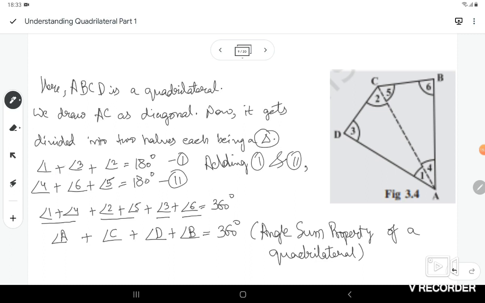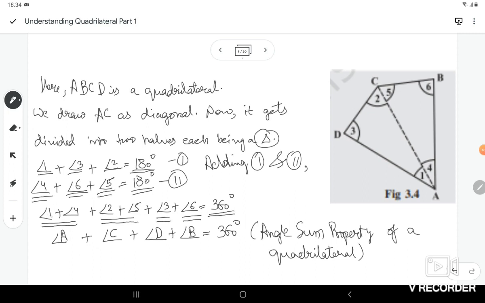So from using that property, you can see in the figure that angle 1 plus angle 3 plus angle 2 comes out to be equal to 180 degrees from the angle sum property of a triangle. Similarly, angle 4 plus angle 6 plus angle 5 comes out to be equal to 180 degrees, same using the angle sum property. Now adding these both equations, we get angle 1 plus angle 4 plus angle 2 plus angle 5 plus angle 3 plus angle 6 comes out to be equal to 360 degrees.